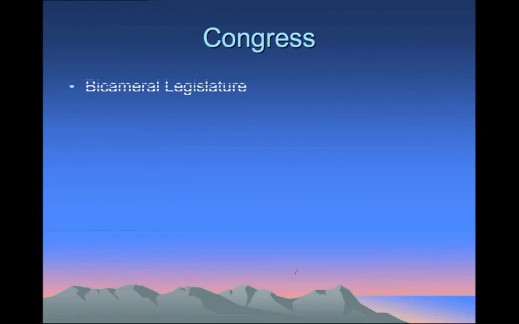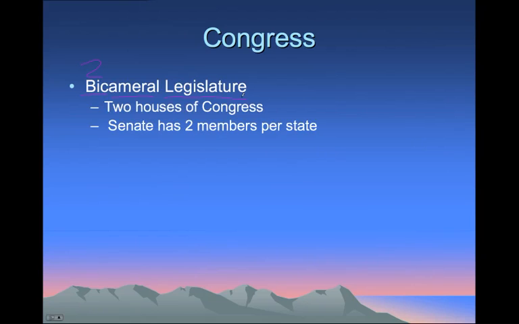Now, when we talk about the Congress, we're talking about the system that we have, which is a bicameral legislature. And no doubt you understand that the term bi here means two, and cameral here means branches. So this is two branches or two bodies of a legislature. And a legislature makes up a group of individuals, and in our case, our bicameral legislature is made up of two houses of Congress, the Senate and the House of Representatives.